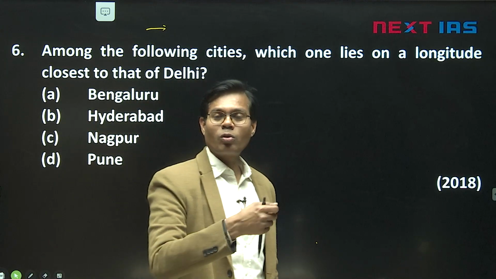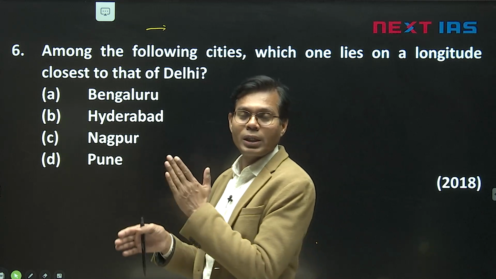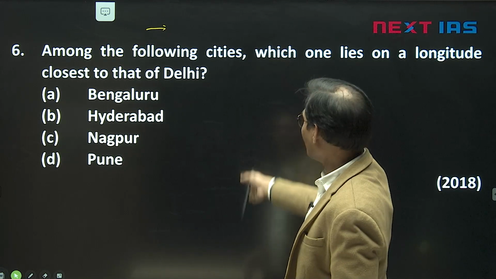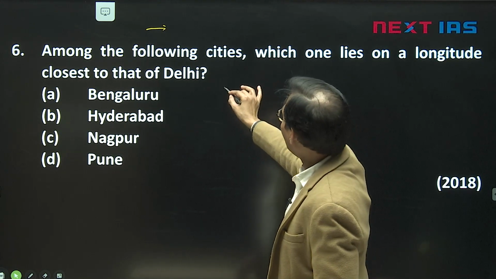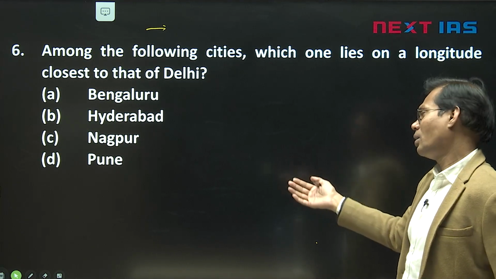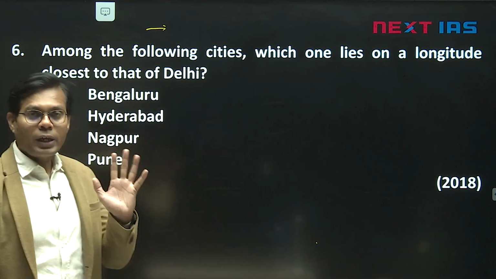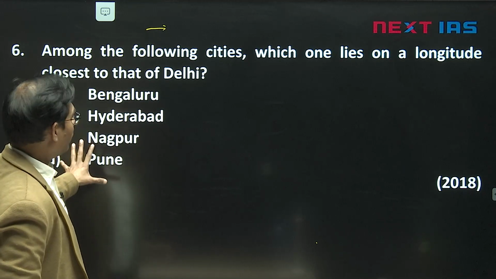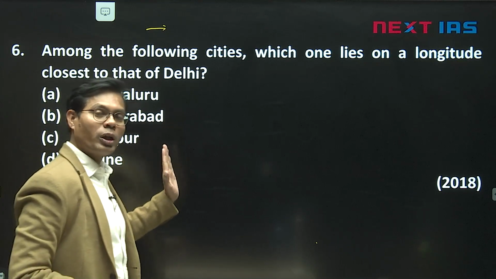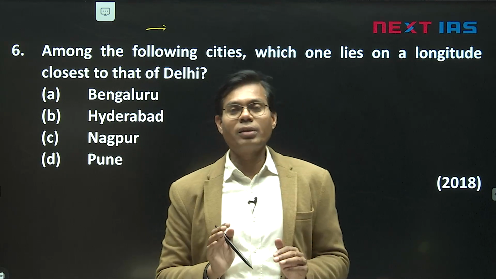Sometimes they ask near Surat, which highway is passing through. And sometimes they ask questions on longitude and latitude also. Longitude, you know, runs north to south. If we draw one straight line like that, the city closest to Delhi's longitude among Bengaluru, Hyderabad, Nagpur, Pune. Even if you don't draw the map, but have a good idea, many of us will be aware. In 2018, this question was asked: Nagpur is more eastward, Pune more westward, and Delhi is slightly central on the western side.